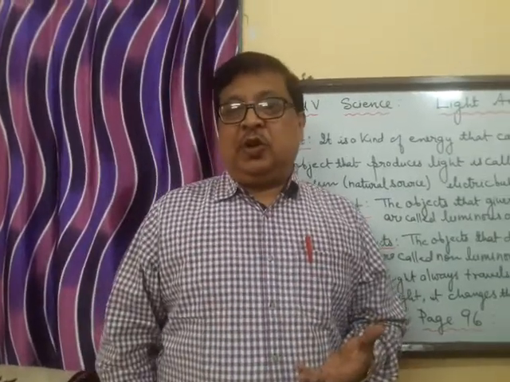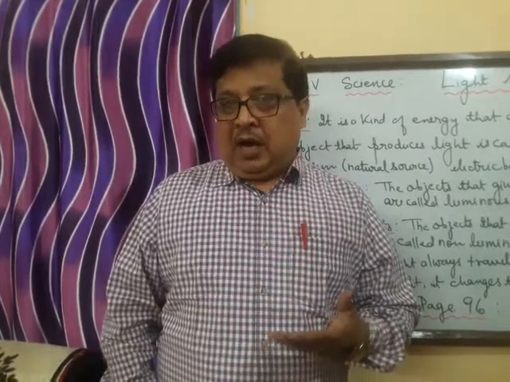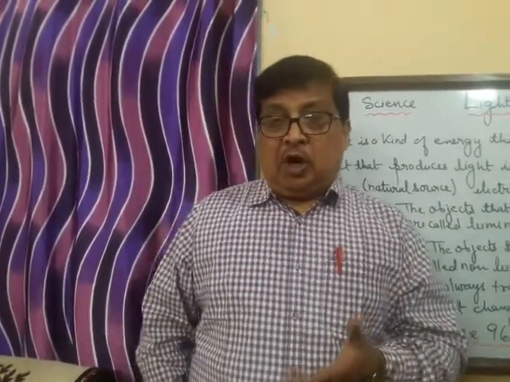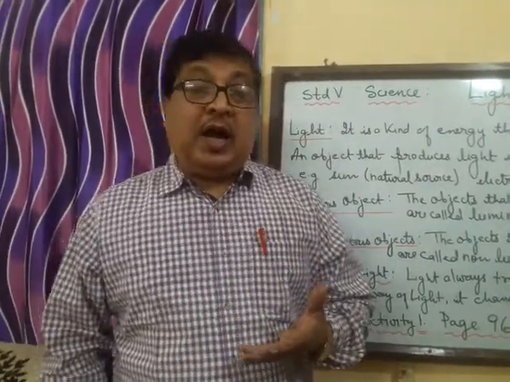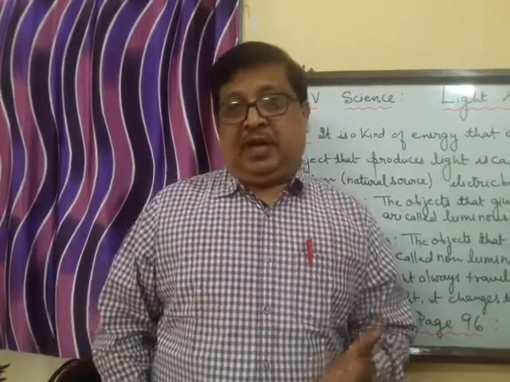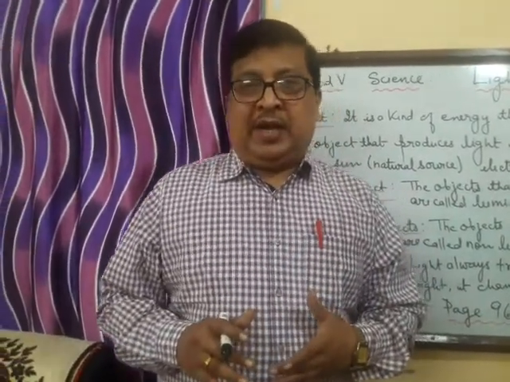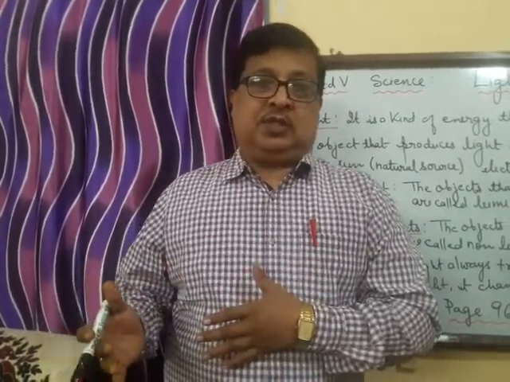Now, the sun, as you know, is a natural source of light. Other man-made sources of light are the electric bulb, the torch, the tube light, candle. These are all artificial sources of light. So we may classify the sources of light as luminous objects and non-luminous objects.